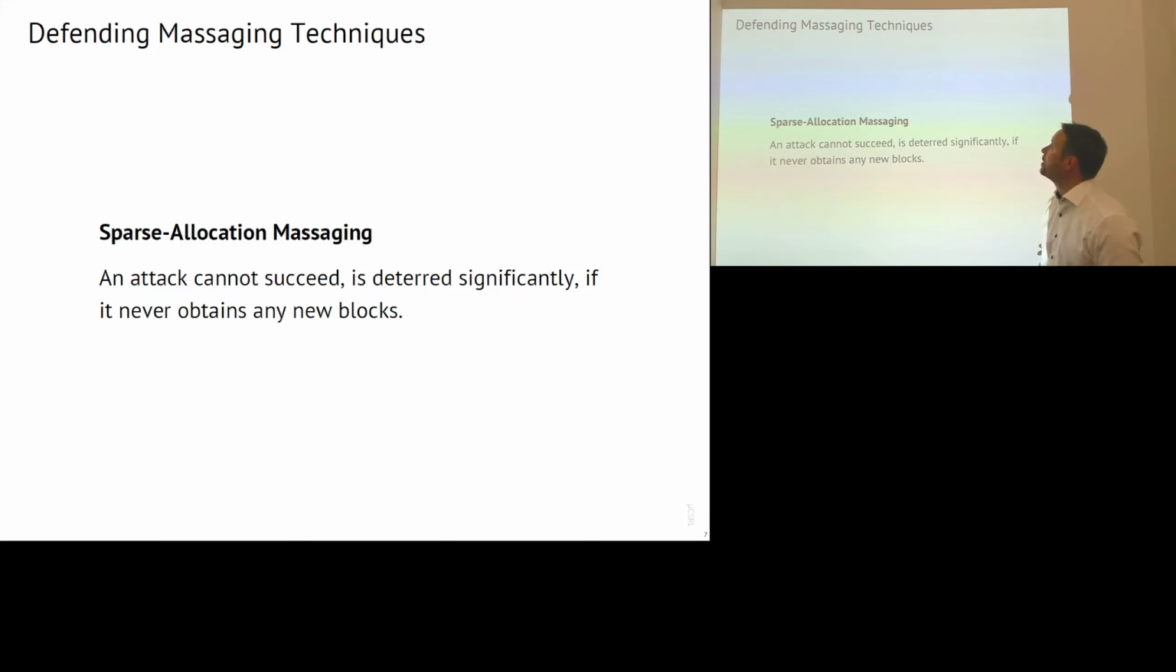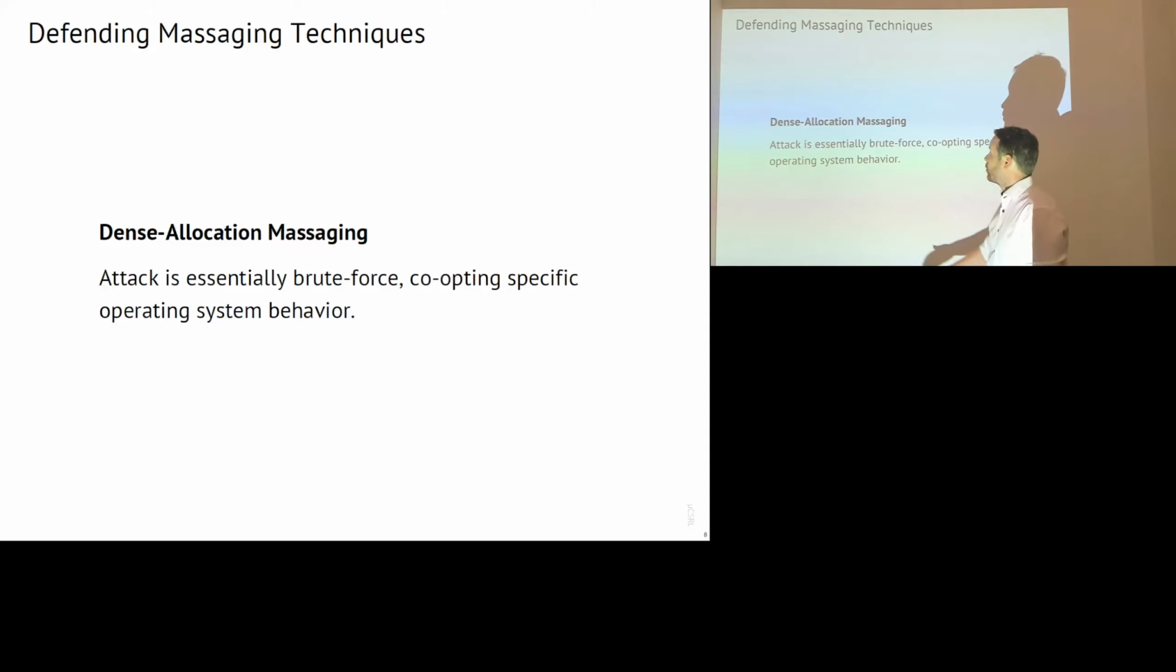In order to defeat these massaging techniques, we have the following observation, namely that the attack cannot succeed or is at least deterred significantly, that means protracted and prolonged in the temporal domain, if it never obtains any new blocks. So what this means is that if we can constrain the pages that the attacker operates on to a small set of pages, then the attack will not succeed or will take substantially longer. And for dense allocation massaging, what we find is that it's essentially a brute force technique that co-opts specific operating system behavior or browser behavior and so on and so forth.